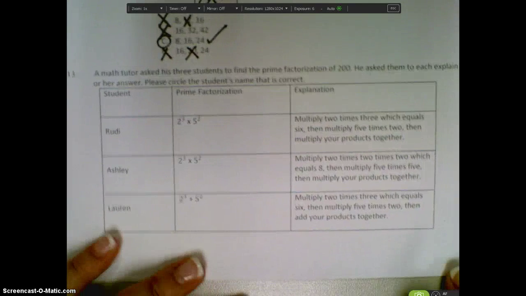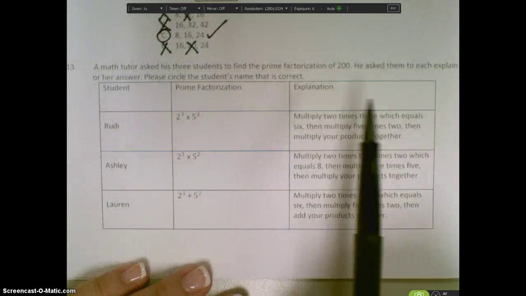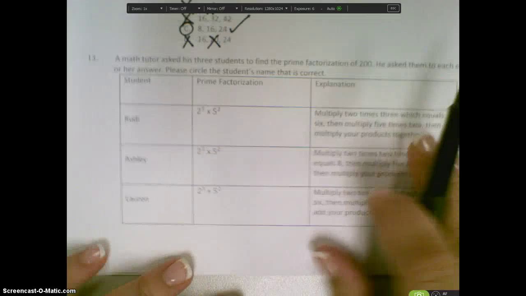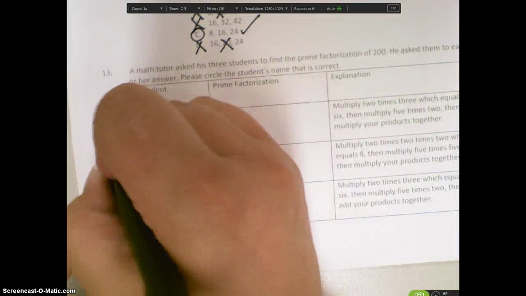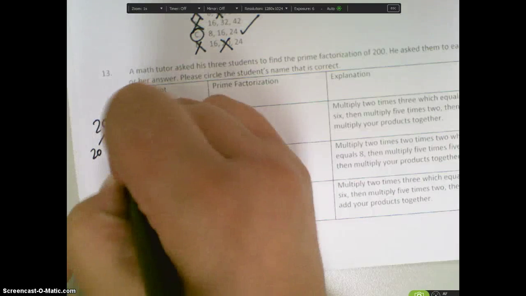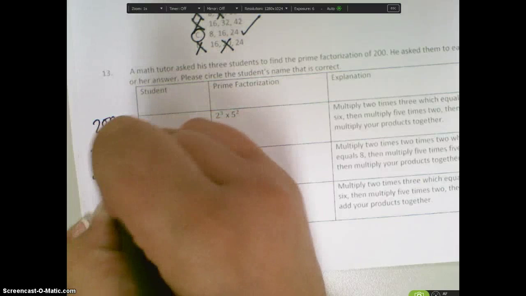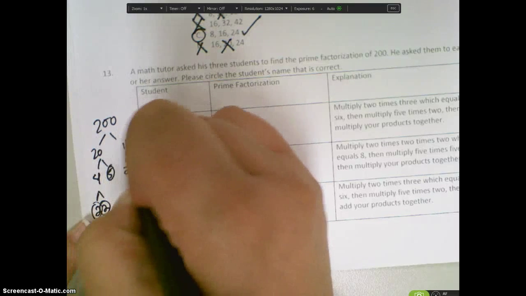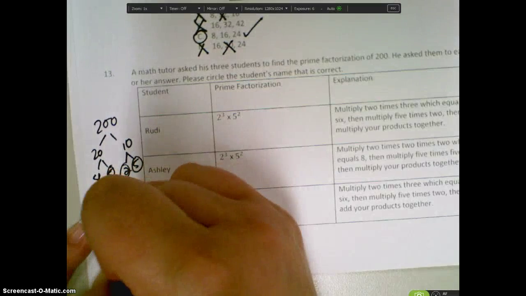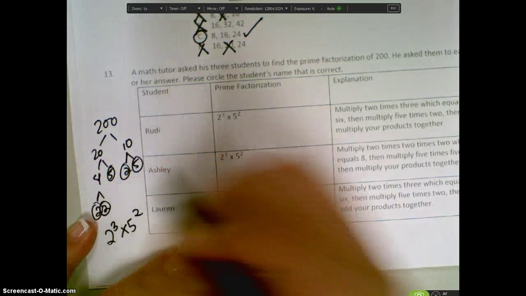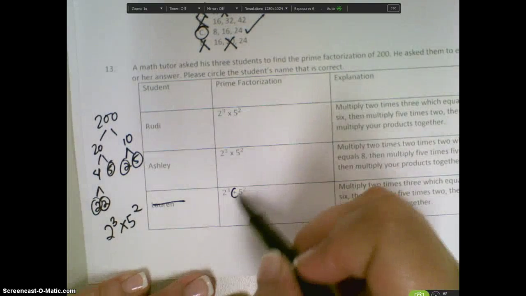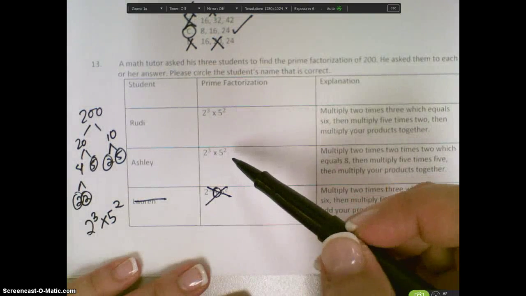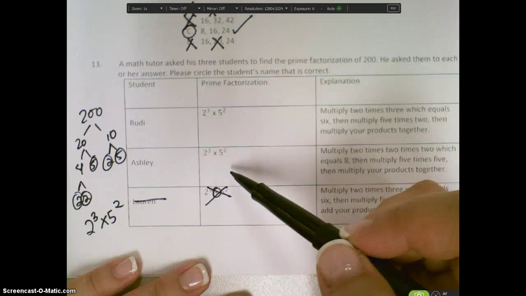Alright, a math tutor asked his 3 students to find the prime factorization of 200. He asked them each to explain his or her answer. Please circle the student's name that's correct. So the first thing I'm going to do is my factor tree for 200, which I'm going to do 20 and 10, 4 and 5. This is going to become 2 and 2. Prime, prime, prime. This is going to become 2 and 5, prime and prime. So I've got 2 to the 3rd power times 5 to the 2nd power. So I can cross out Lauren because she has an addition sign here and it's a multiplication sign. Both Rudy and Ashley have the same answer, so they're both correct in their prime factorization.